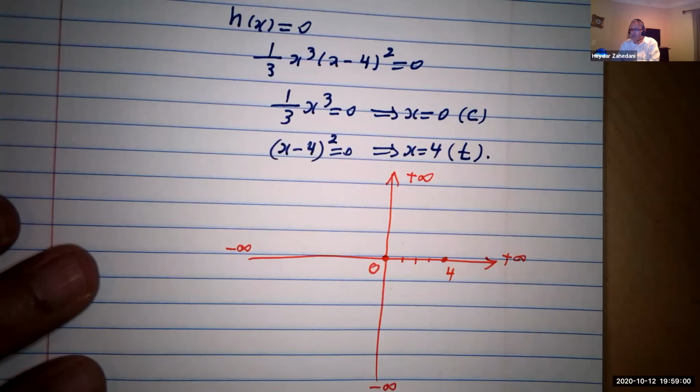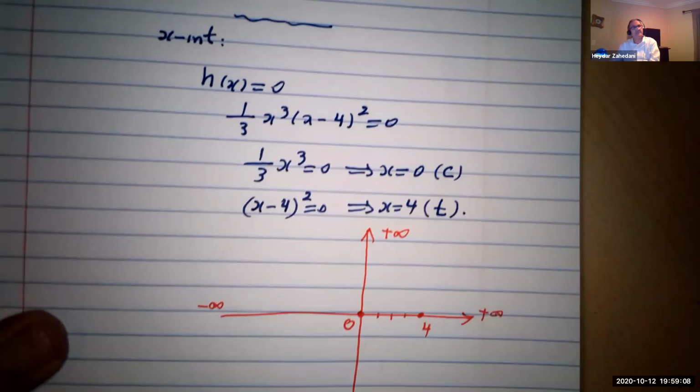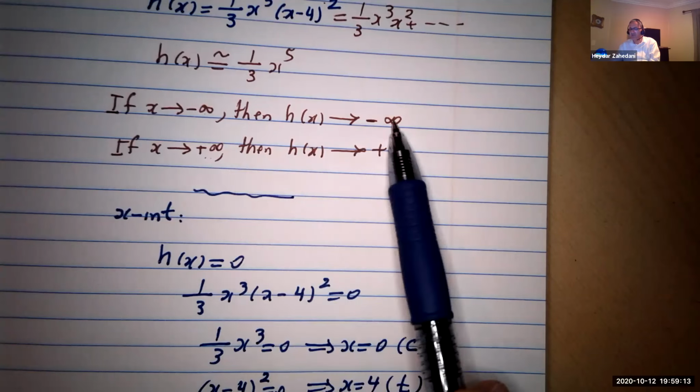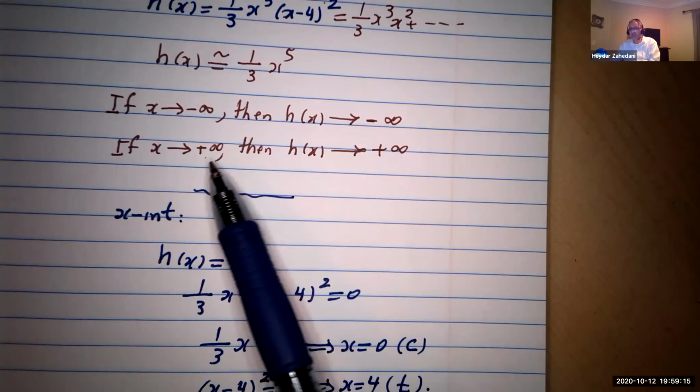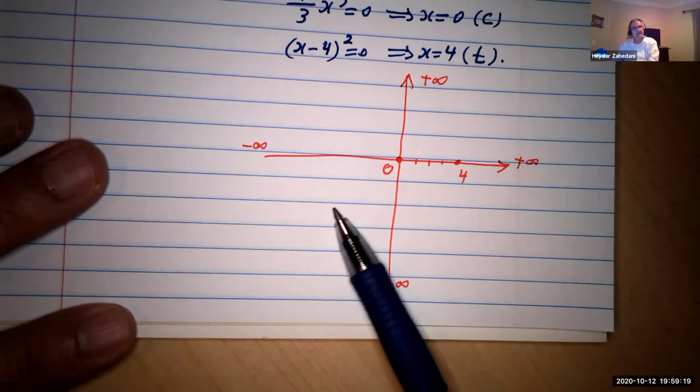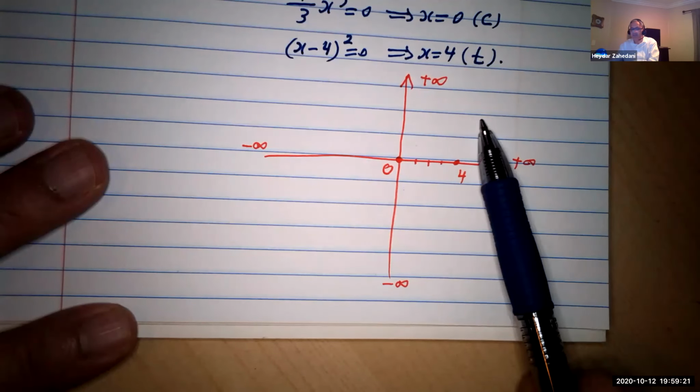Okay, you know that at 0 it crosses and at 4 it touches. But the question is where are you going to start and where are you going to end up. We already decided, it's negative, negative, so it's going to be the 3rd quadrant. Positive, positive, you end up in the first. So you have to start from here and end up here.